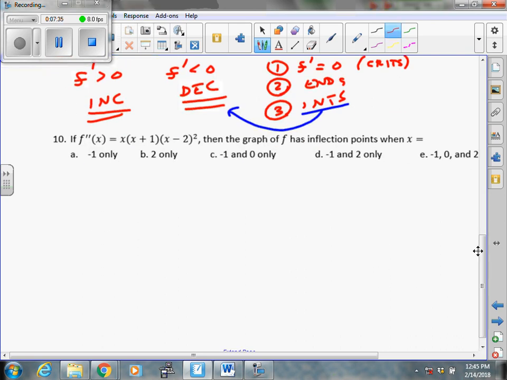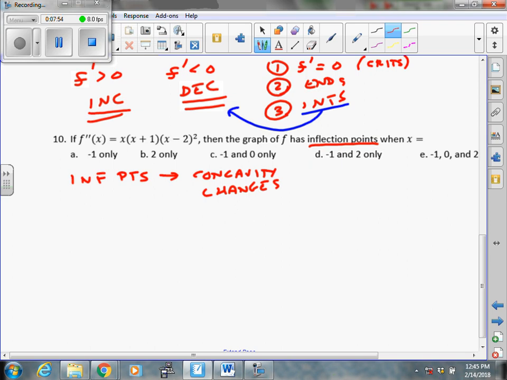Next one, keyword, point of inflection. Again, you can't do this problem if you don't know what that is. Okay, end of the conversation. By definition, a point of inflection is where concavity changes.